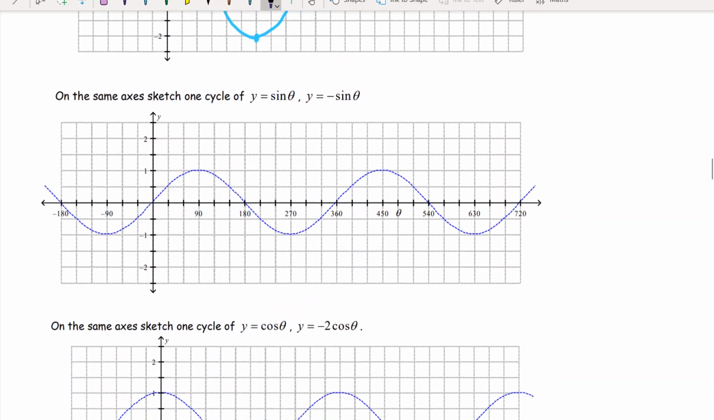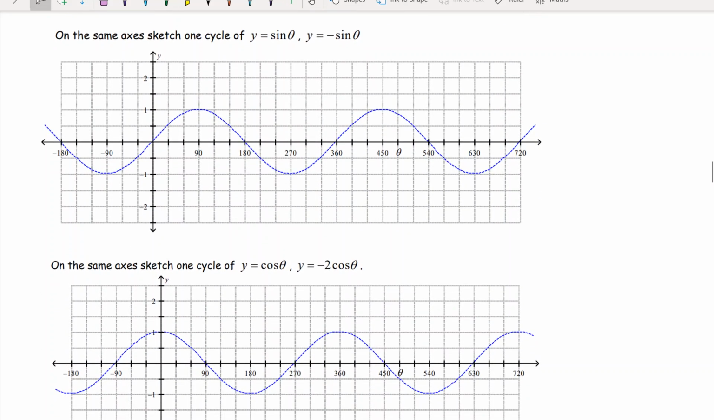Okay, so next let's look at what happens when we have a negative sign in front. So it's kind of like I'm multiplying all my y values by -1 now instead of by a positive number. So once again, I start at those 5 basic points. And now I'm just going to multiply everything by -1. So 0 times -1 is still 0. 1 times -1 is -1. 0 times -1 is still 0. -1 times -1 is +1. And then I end up at 0 again.